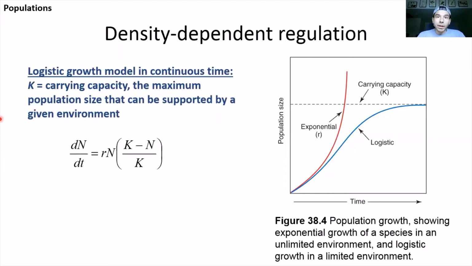So we need another model. We need a model that can capture the reality that all populations have a ceiling. We call that ceiling a carrying capacity. Let's call that K. K is the maximum population size that can be supported by a given environment. And so we take our first model, dN/dt equals rN, and we modify it. We modify that growth rate to be modulated by this fraction that incorporates a carrying capacity.